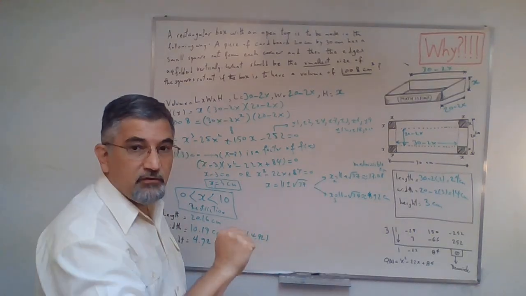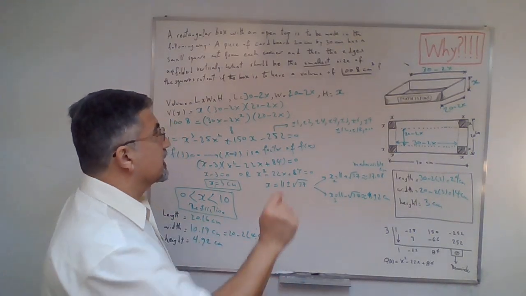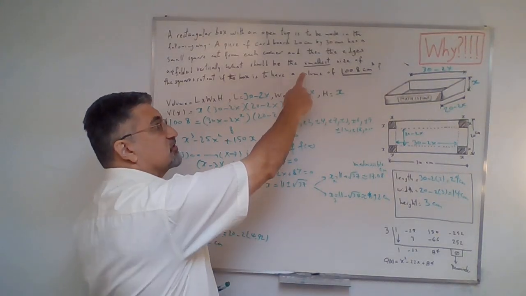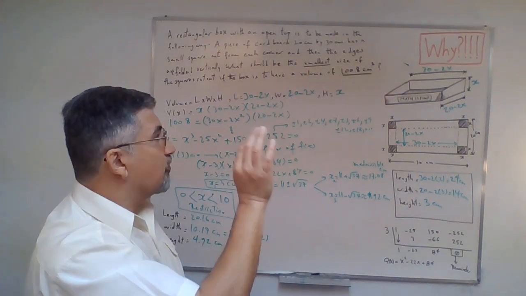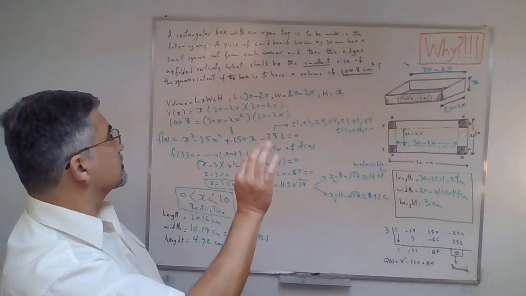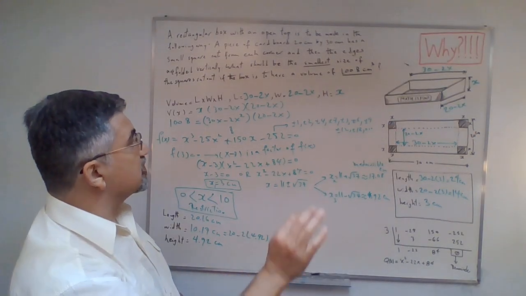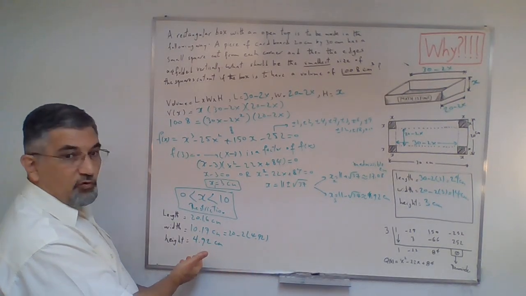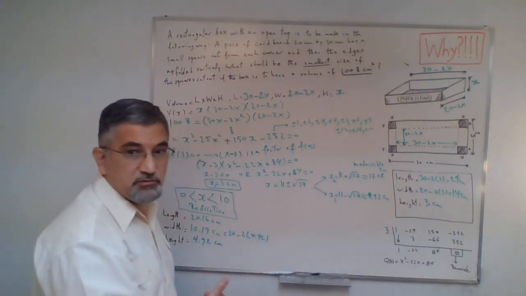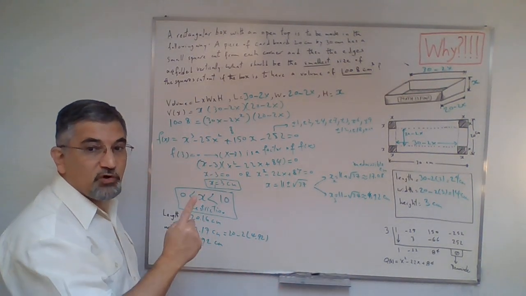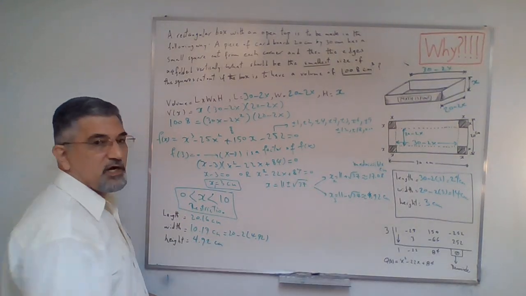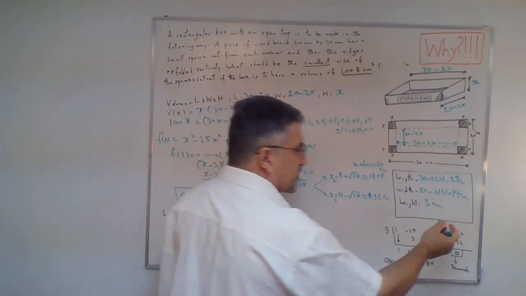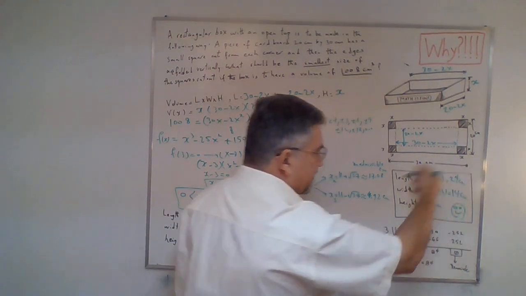Okay. Now we read the question carefully. It says, what should be the smallest size? Somebody has underlined the word smallest. What is the smallest size of the squares cut out if the box is to have a volume of that much? So smallest. So this is 4.92. That is 3 centimeters. Both are admissible. But the question says the smallest. So the smallest height has to be 3 centimeters. That's the final answer. And that's why I put it inside the box.